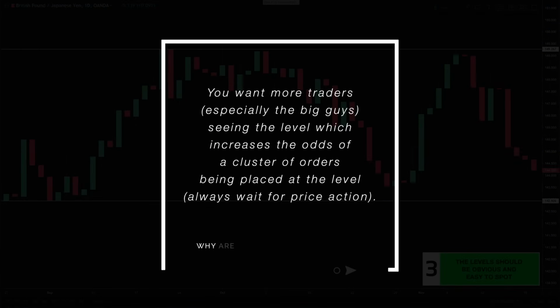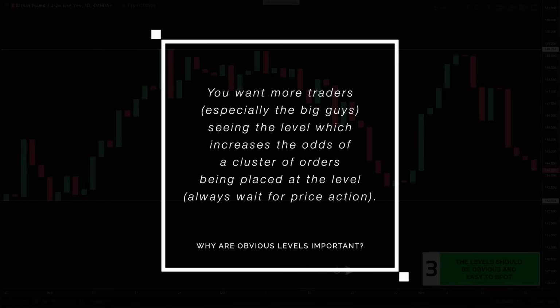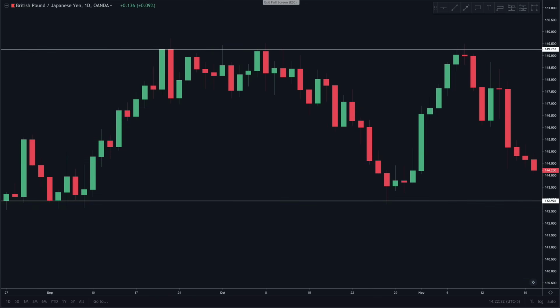The more obvious the level is, means that more traders will be eyeing the level, which increases the probability that traders will be taking action at these levels, as in closing or opening positions. Now to the next criteria.